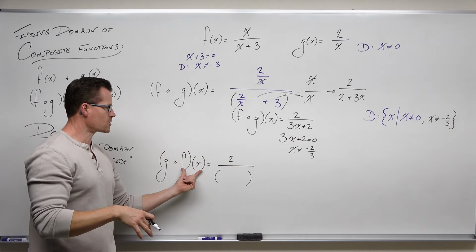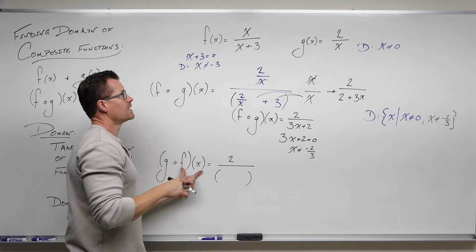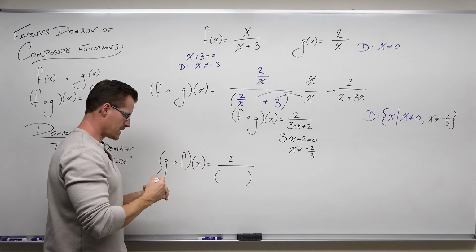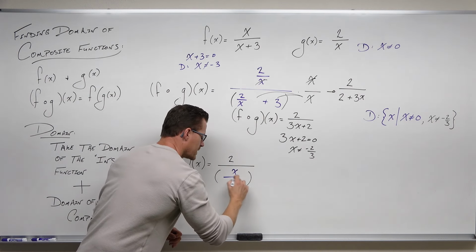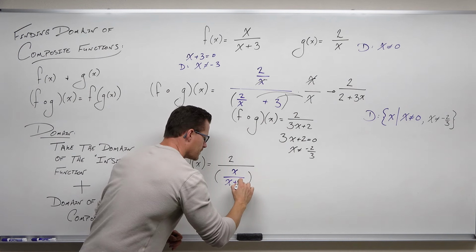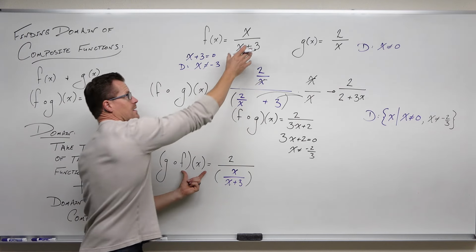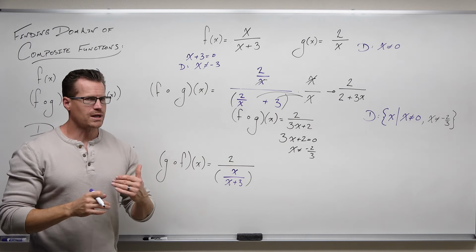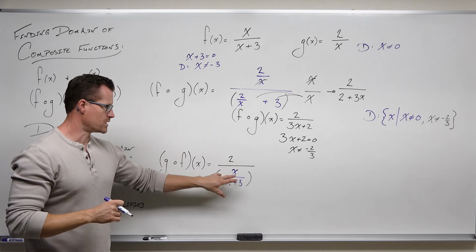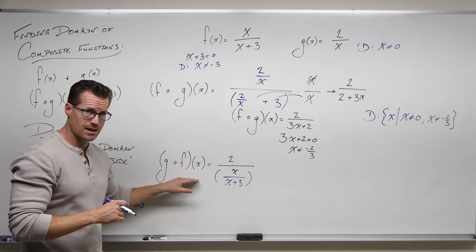I look at my second function, f. Okay, f says x over x plus 3. I'm going to take that x over x plus 3 and I'm going to put it inside this blank space, this variable. This has taken f of x and put it inside the variable of g of x. That's exactly what we want. Now I can really easily identify what my inside function is. My inside function is f of x. It's the second function.